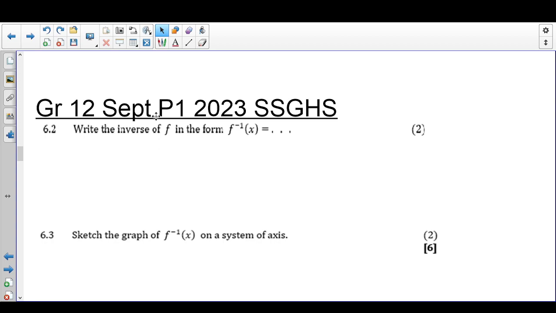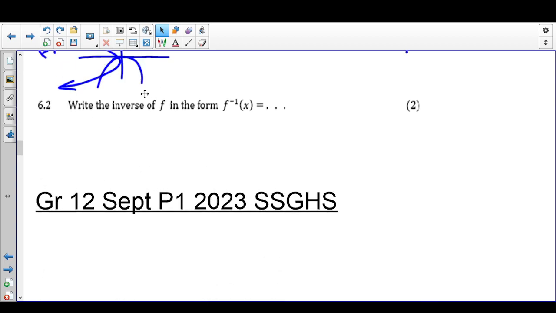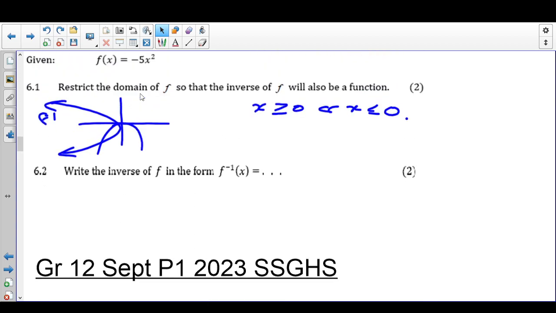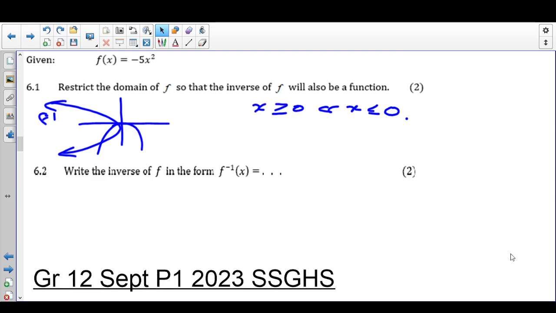Okay. Let's look at 6.2. It says write down the inverse of f in the form of. This is supposed to have been y. I made a mistake there, because the inverse of f is not a function. Okay, but you're not going to lose the mark there if you had written f to the -1. So that's my mistake there.